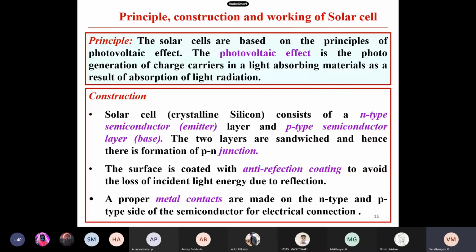Concerning the construction, the solar cell, that is crystalline silicon, consists of an N-type semiconductor, which is considered as an emitter layer, and a P-type semiconductor, which is considered as a base. The two layers are sandwiched, and hence there is a formation of a PN junction. The surface is coated with an anti-reflection coating in order to avoid the loss of incident light energy due to reflection. Proper metal contacts are made on the N-type and P-type semiconductors for electrical connection.